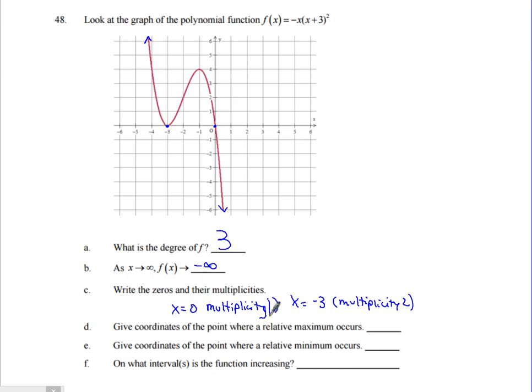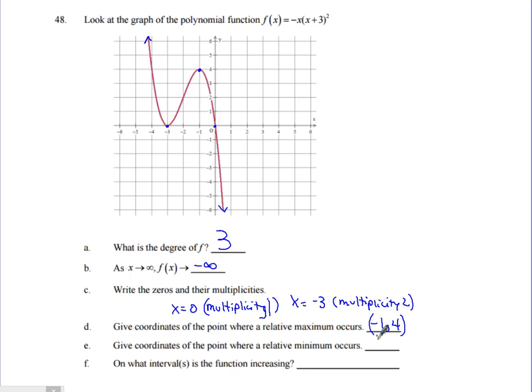Okay, multiplicity 1 and multiplicity 2. Give the coordinates of the point where a relative maximum occurs. Okay, so here I'm looking at the max. Some people want to give this point because it's like a maximum value. But this right here is actually the relative max. In this general vicinity, we have a peak right here. So at -1, 4. -1, 4 is our relative maximum.